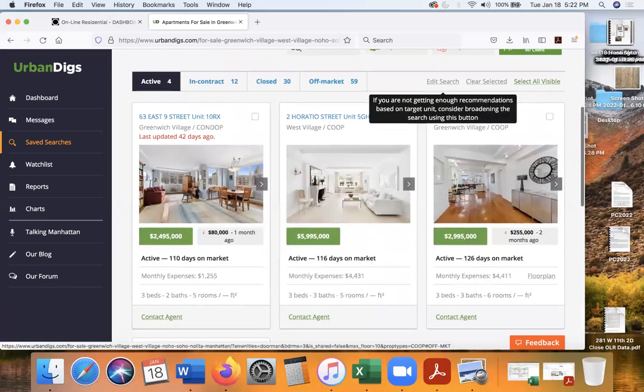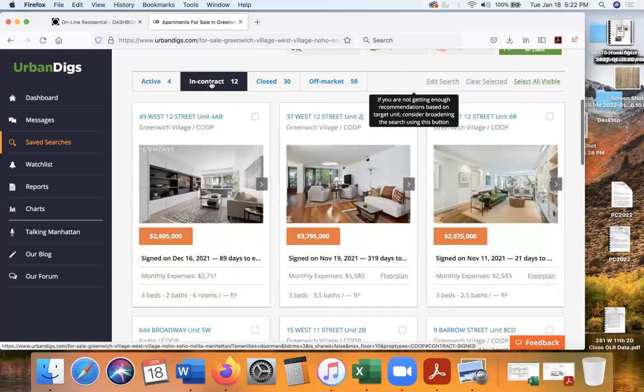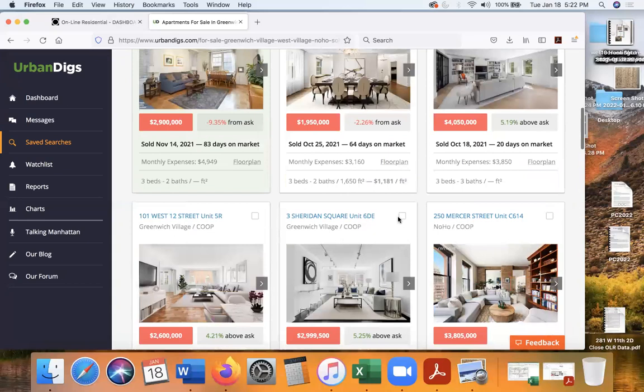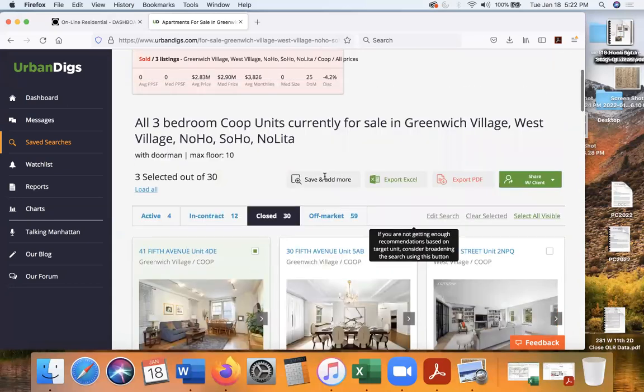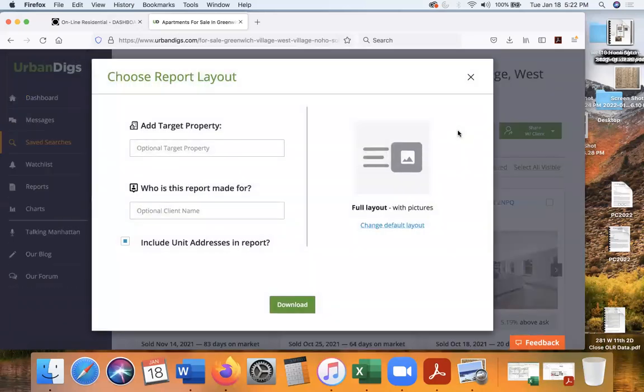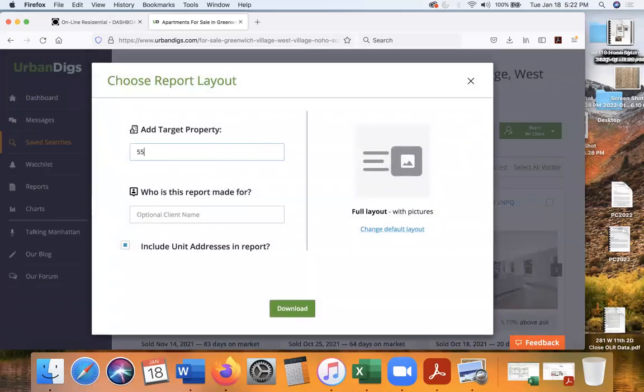And again, we can do something similar. We can pick a couple things. Let's pick those two. Let's pick these two. Let's pick closed. 9, right? And again, you want to find the closest ones. We can export a PDF of these. And let's say we're looking at 55 East 9, 5G, 3GH.